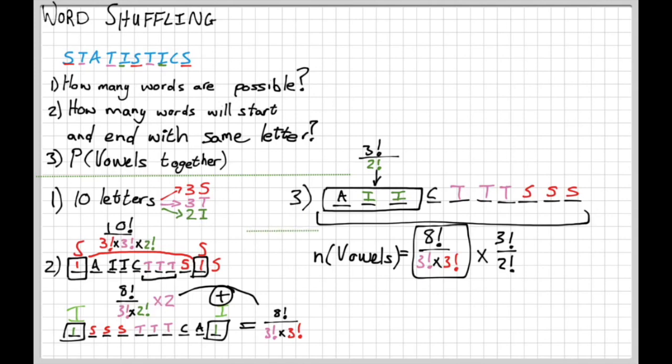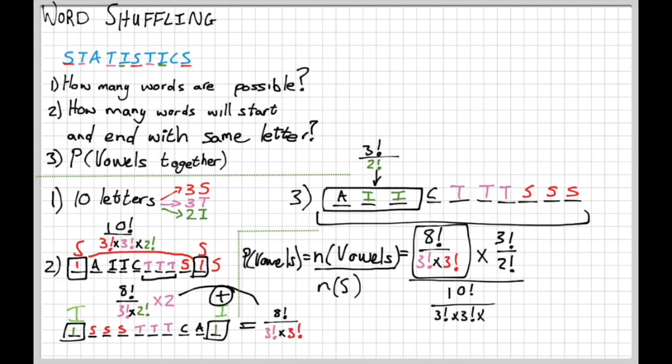If I now want to look at the probability that the vowels will be grouped together, I must take that number of ways and divide it by the total number of words that can be found by shuffling. So I'm going to divide that by the first answer I got. And that, ladies and gents, would give me the probability of the vowels being grouped together.